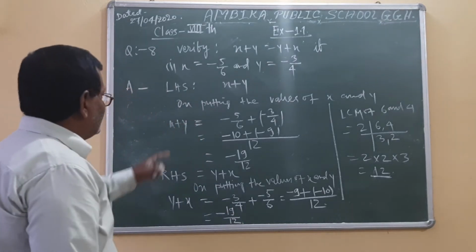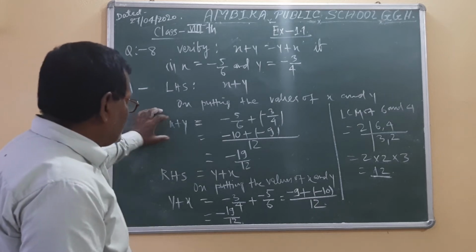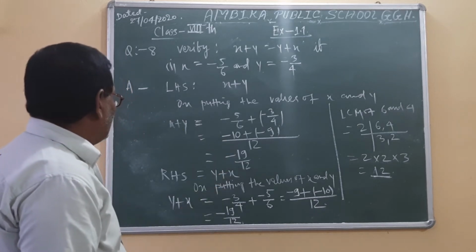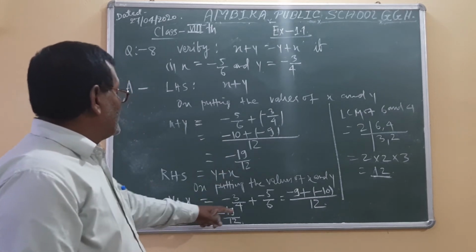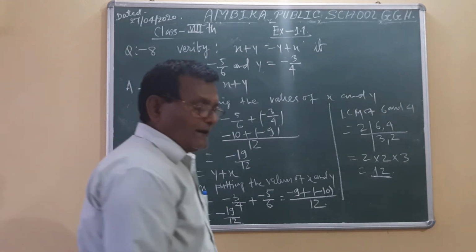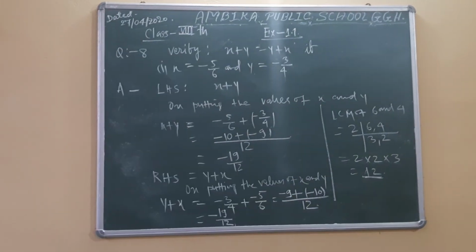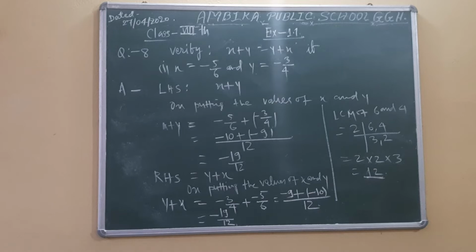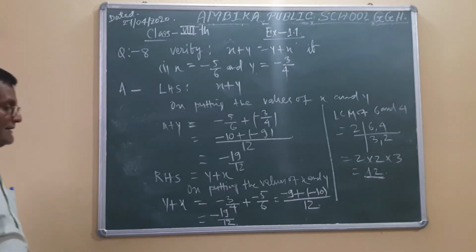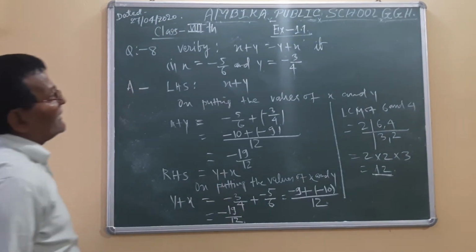Here we see that LHS is equal to minus 19 by 12 and RHS is equal to minus 19 by 12. Here LHS is equal to RHS, so it is verified.